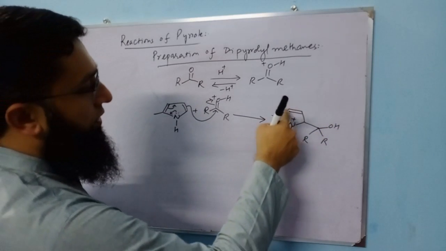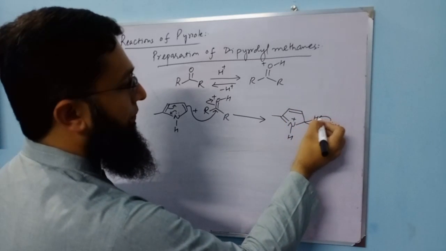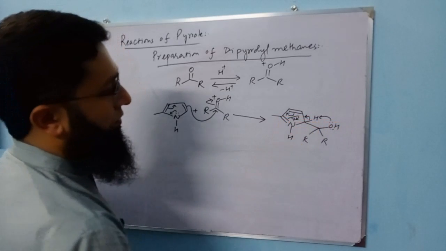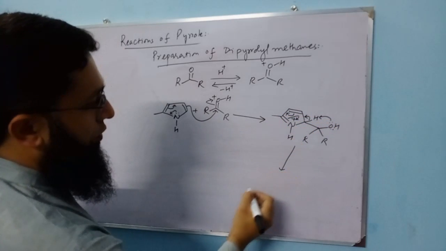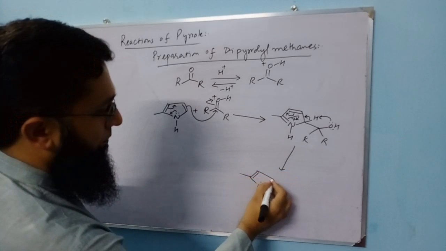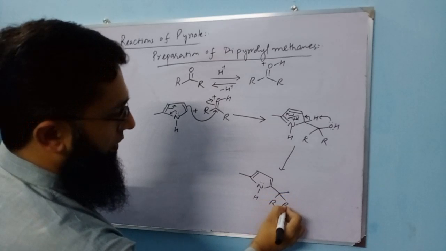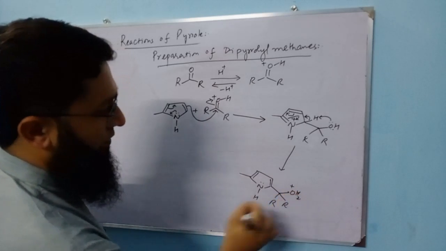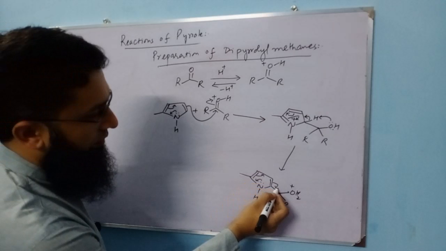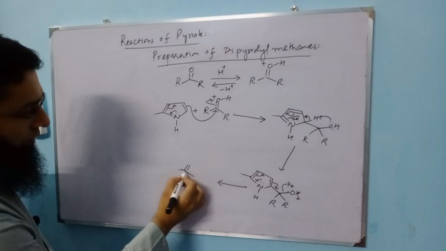Now, because aromaticity has to be restored, this proton would be abstracted, this bond would shift here, this will shift here, and this bond will shift here to restore the lone pair of nitrogen. And then we have this leaving group, and again this leaving group would be removed to get this intermediate.